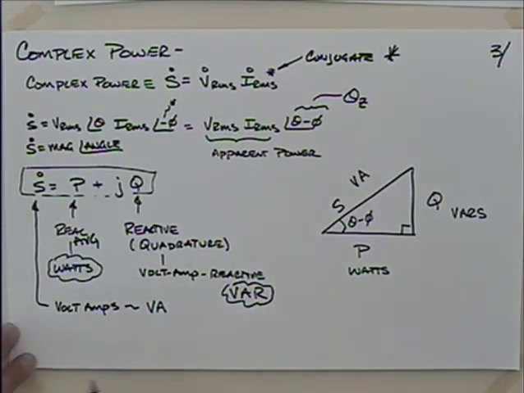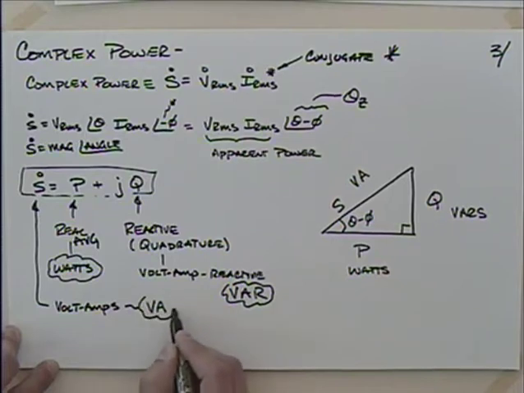Well, what are the units on complex power? The units on complex power are volt amps. Well, no one likes to write out volt amps, so we use VA.